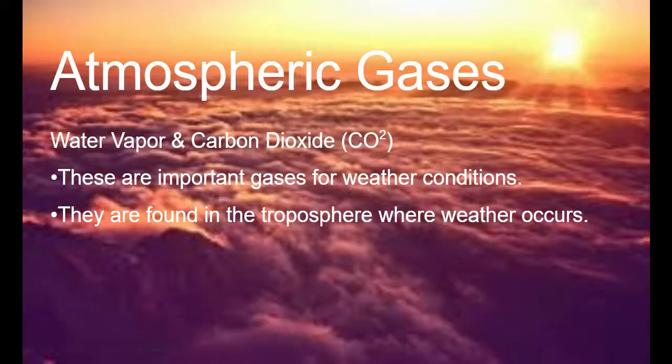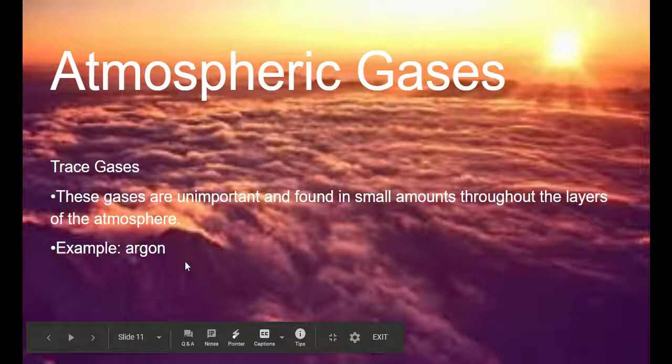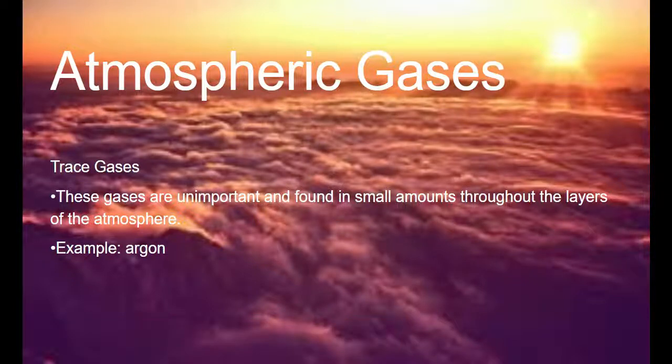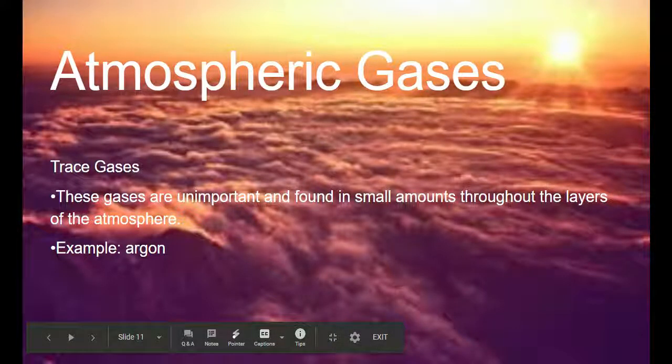Water vapor and carbon dioxide, these are very important gases for weather conditions, obviously, and they're found in the troposphere where weather occurs. Okay, there's not much carbon dioxide or water vapor found outside of the troposphere. Trace gases, these gases are unimportant and found in small amounts throughout the layers of the atmosphere, right? An example would be argon.